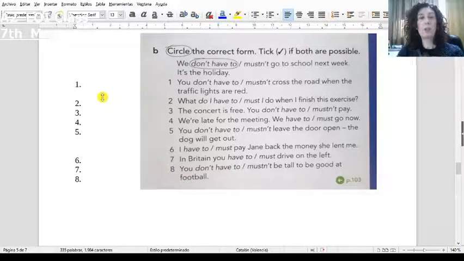So, how was it? Number 1. You don't have to cross the road or you mustn't. ¿Está prohibido cruzar la carretera cuando están los semáforos rojos o no hay necesidad? Si quieres lo haces y si no, no. Of course, prohibition, you mustn't. It's prohibited. Es una norma, ¿no? 2. What do I have to do or what must I do when I finish this exercise?